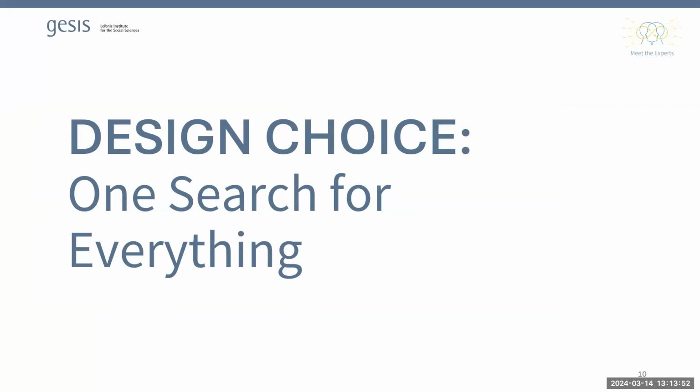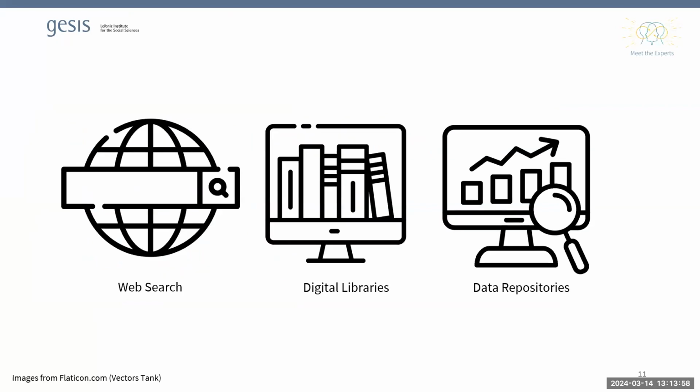So let's get back to the design choices and start with the first design choice, the goal of one search for everything. So if you are a researcher or interested person looking for social science information, you have several choices. So you could use a web search engine or digital library or data repository to find information.